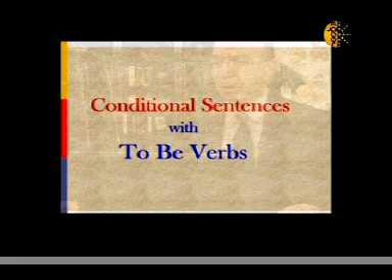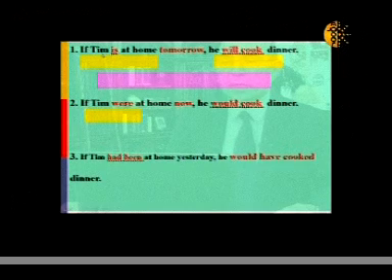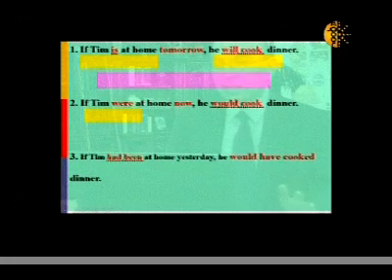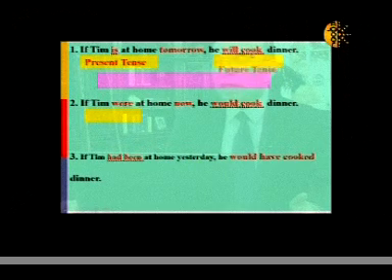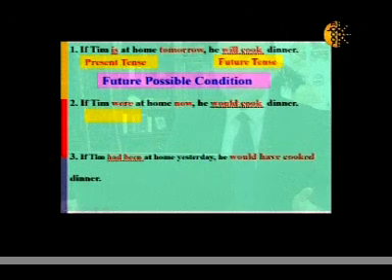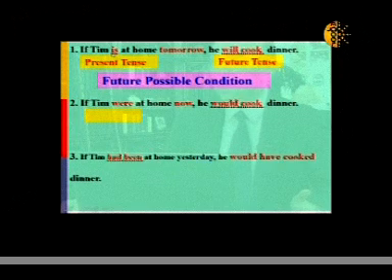These are 5 to be verbs. How do you use conditional sentences with those verbs? Well, here is one. If Tim is at home tomorrow, you will cook dinner. So it's a possibility that Tim stays home and he cooks dinner. So you use present tense, you use will, and that's a possible situation. So you use the present tense of the to be verb, is.